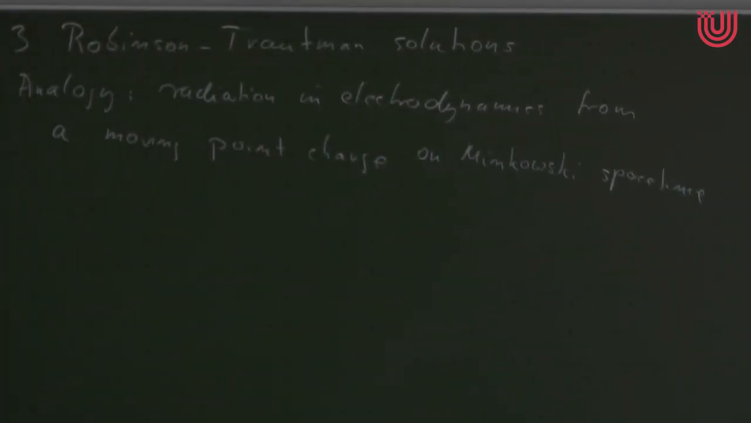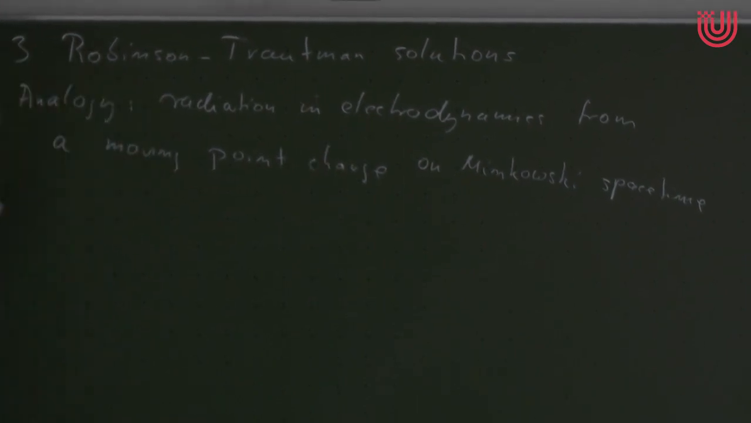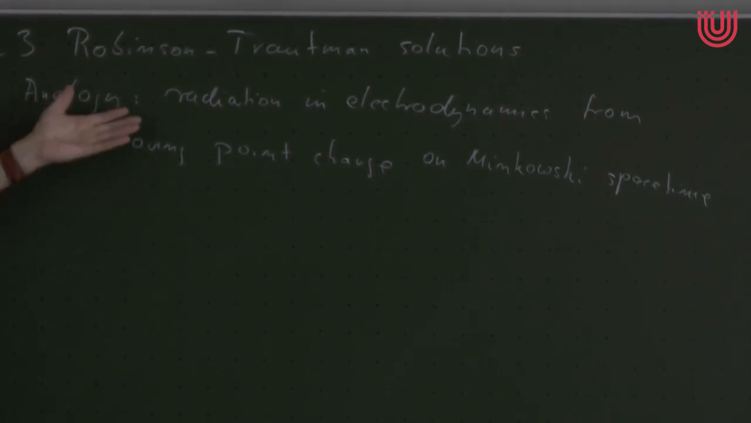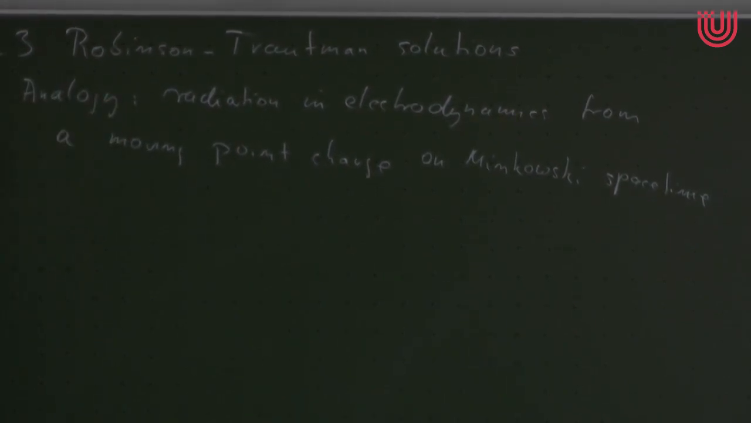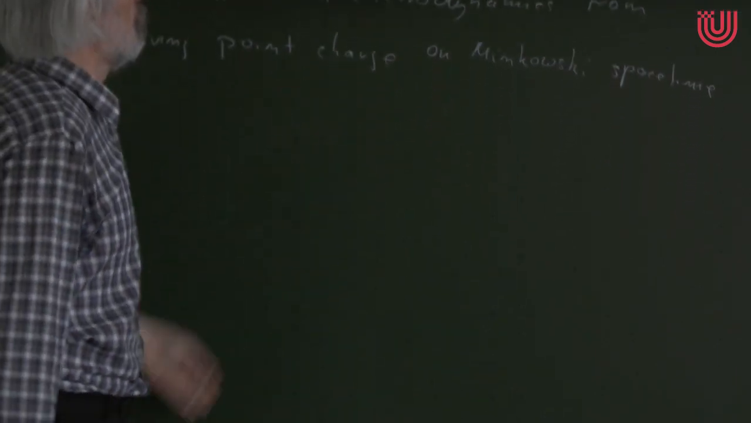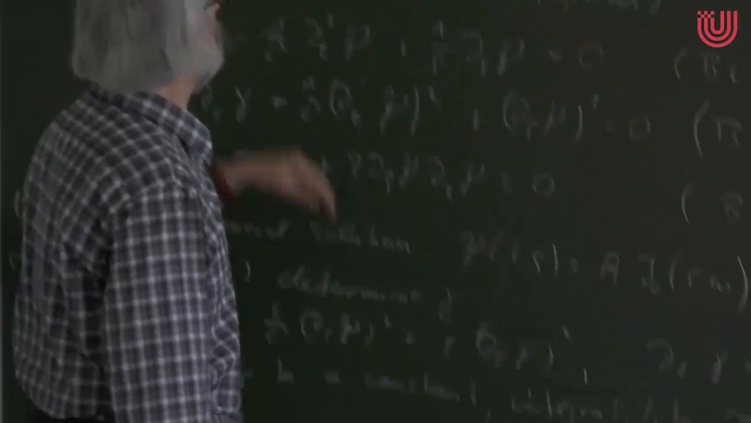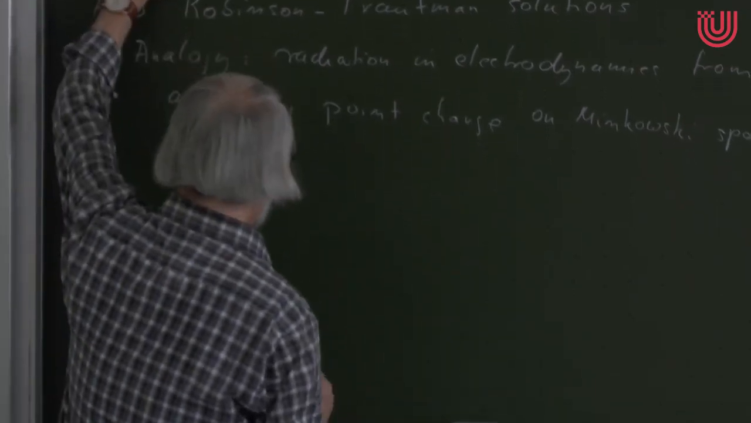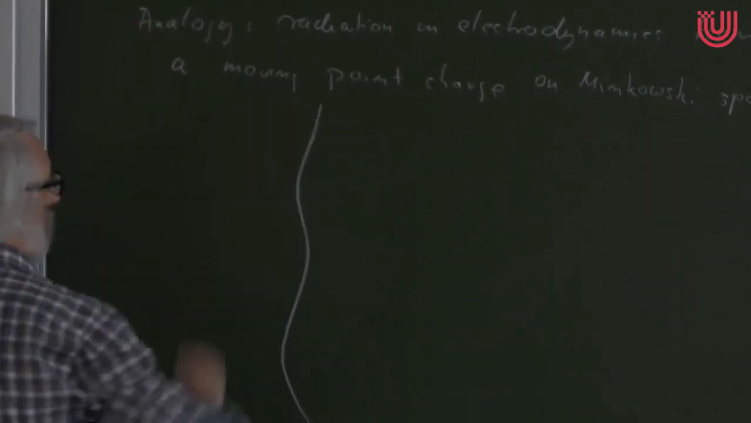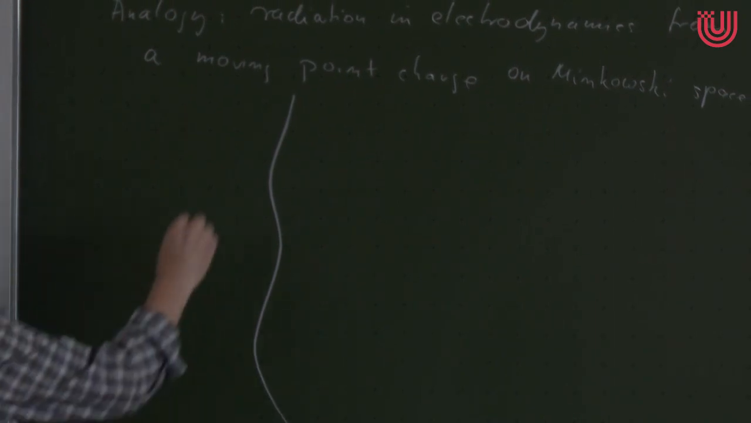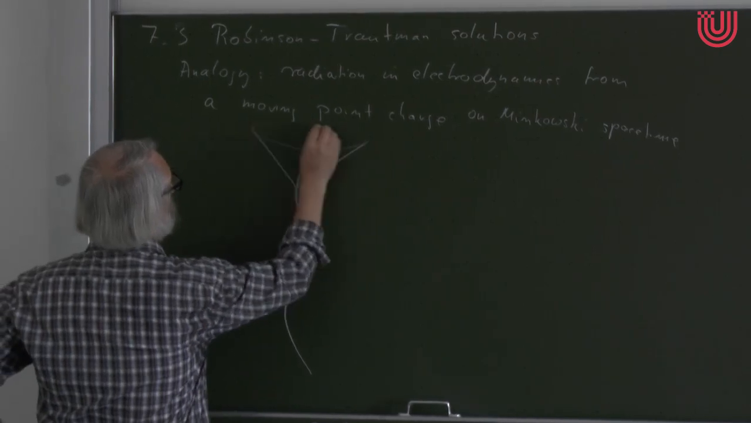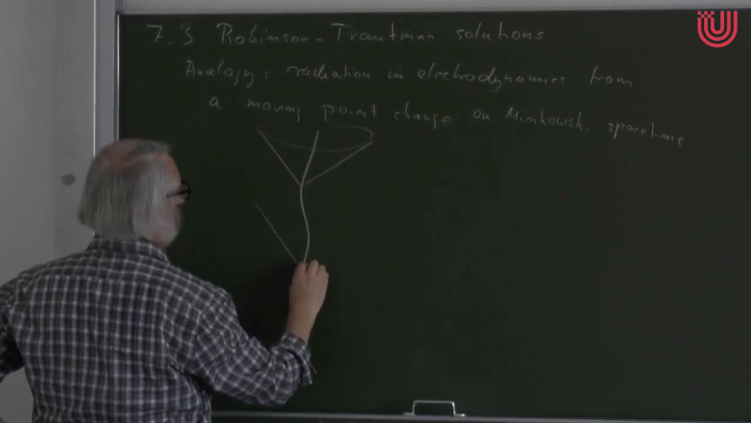And on Minkowski spacetime, actually, you can solve this problem analytically. You can write down the solution for the electromagnetic field produced by a moving point charge, and the solution is known as the Liénard-Wiechert potential. Yeah? And how does it look like? So you have here the world line of your moving point charge. This is now a world line on Minkowski spacetime. And from each point of this world line, you have the future light cone issuing into the future.